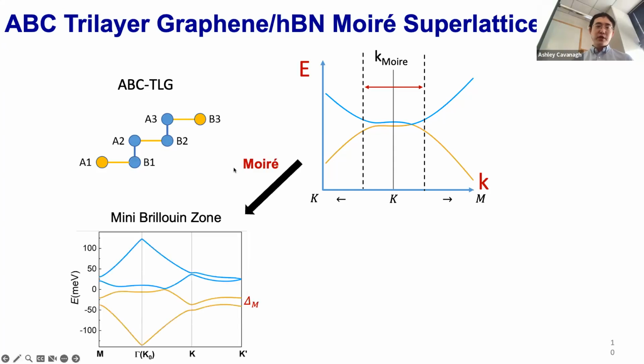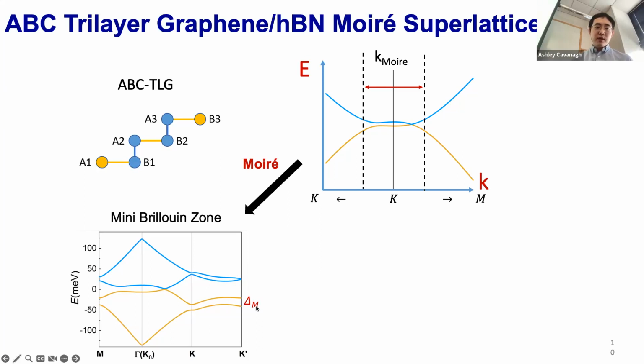The first thing you can do is to put it on a moire. hBN and graphene have a 2% lattice mismatch. Even at zero degree twisting, there will be a 15 nanometer moire between them. As a result, you fold your original band structure into the mini Brillouin zone defined by the moire superlattice. At the same time, at the boundary of the moire superlattice, the electron states hybridize due to the moire potential and open up a moire gap. So now you squeeze it a little bit and keep it away from the remote states of the second moire band.